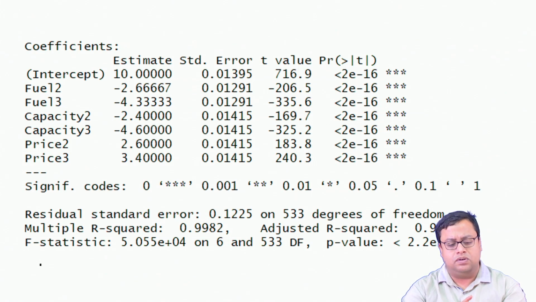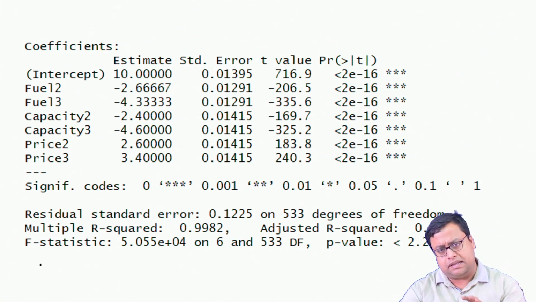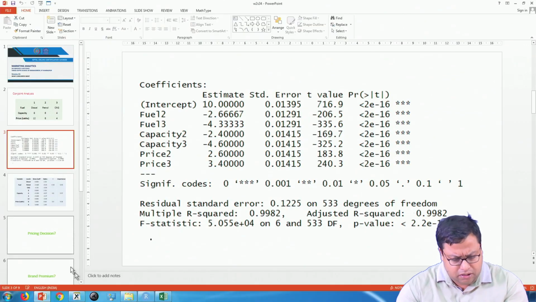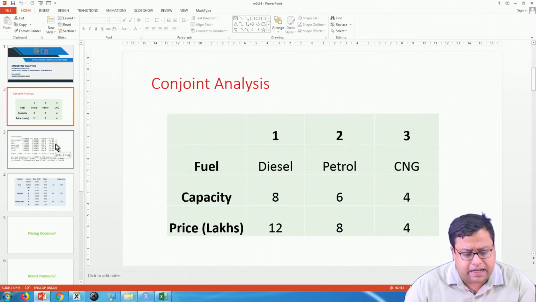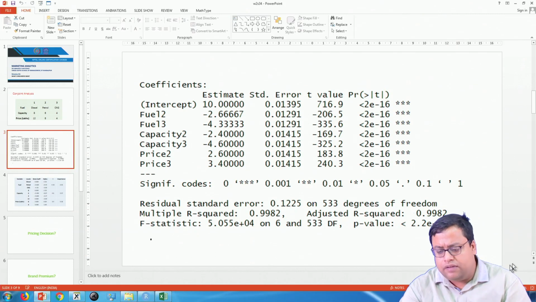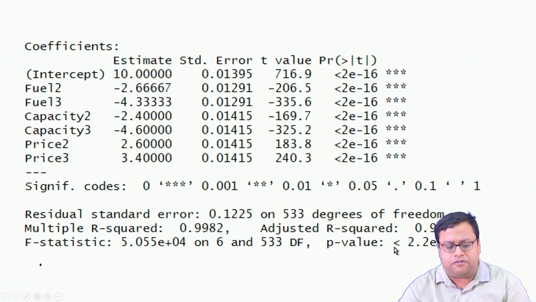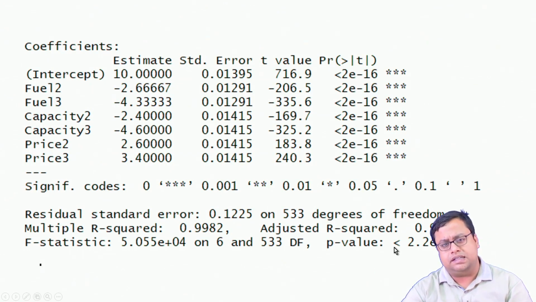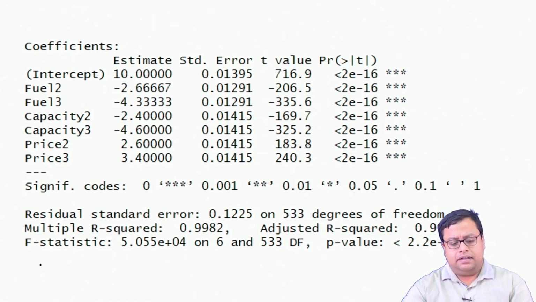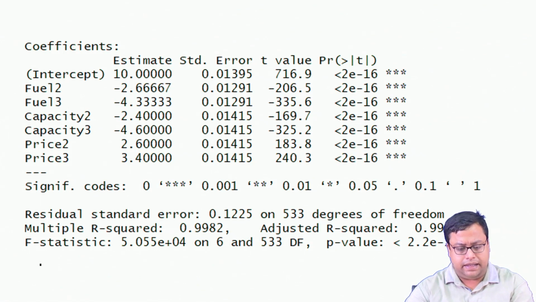is not preferred. So, you will see that price 1 was, if I am not wrong, 12 lakhs, price 2 was 8 lakhs, price 3 was 6 lakhs or something like that. Okay, 12, 8 and 4. So, 12 is least preferred, from 12 to 8 the preference increases by 2.6, and to another price 3 which is 4 lakhs, the preference increases by 3.4. So, that is something that we are getting here.